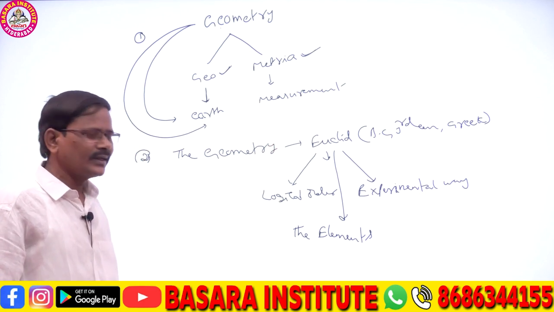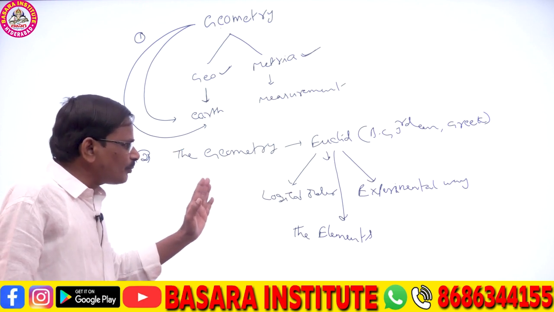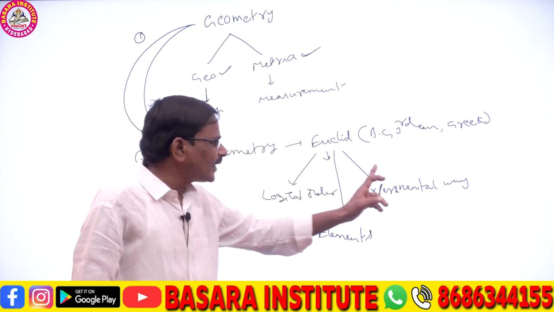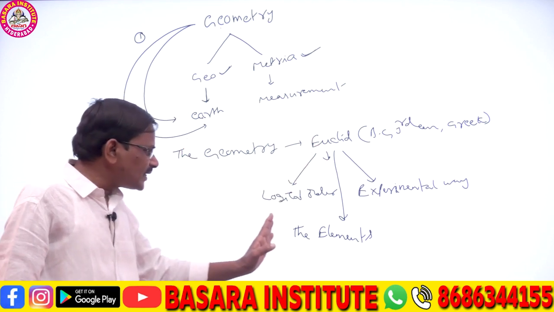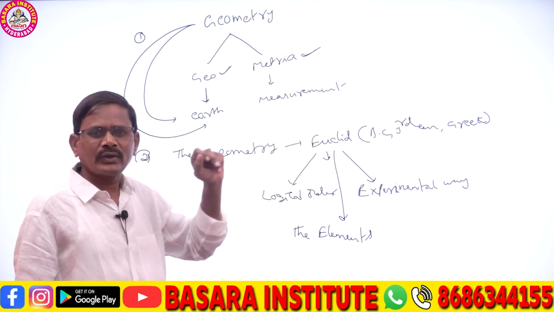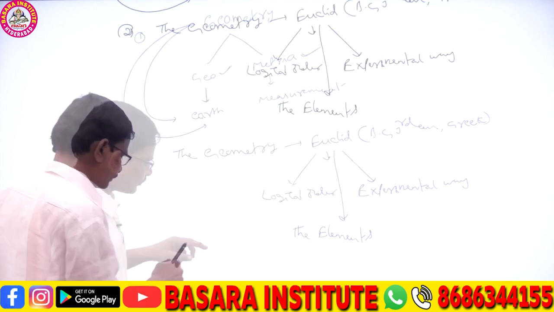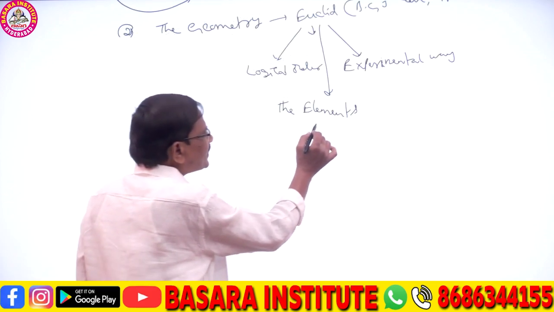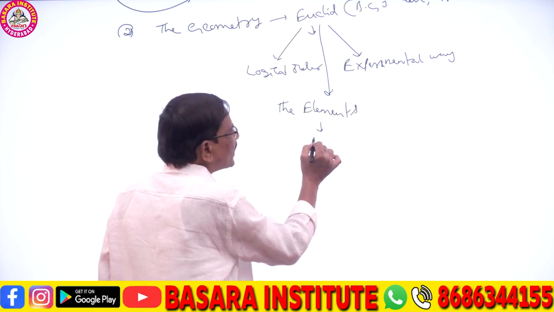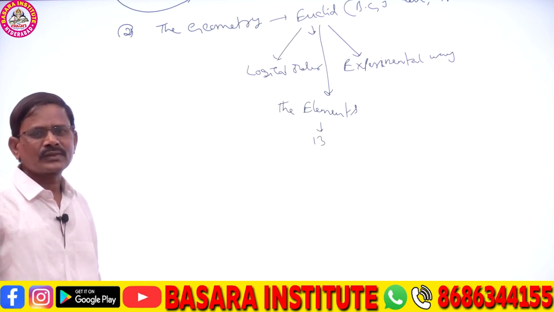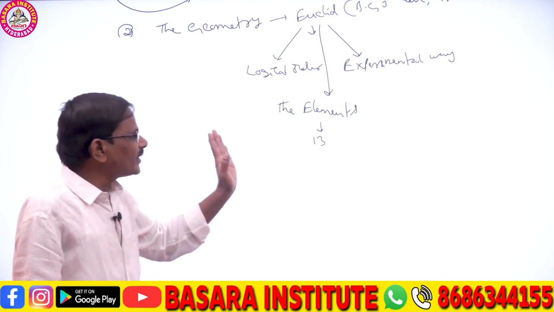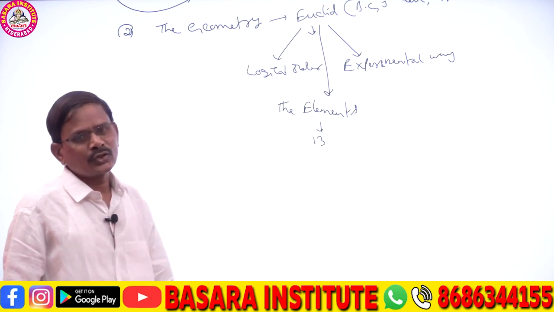He is also Euclid. Who is the first person to use geometry in an experimental way? He is also Euclid. The book Elements is written by whom? That is also Euclid. Okay, right. Now, the Elements is a group of 13 books, 13 volumes. So, the book Elements is a group of 13 volumes.